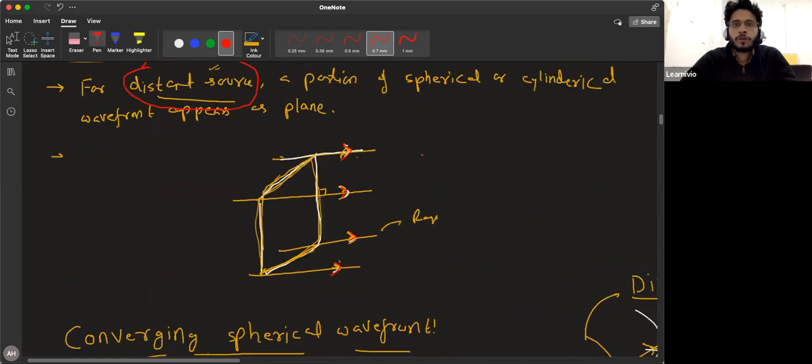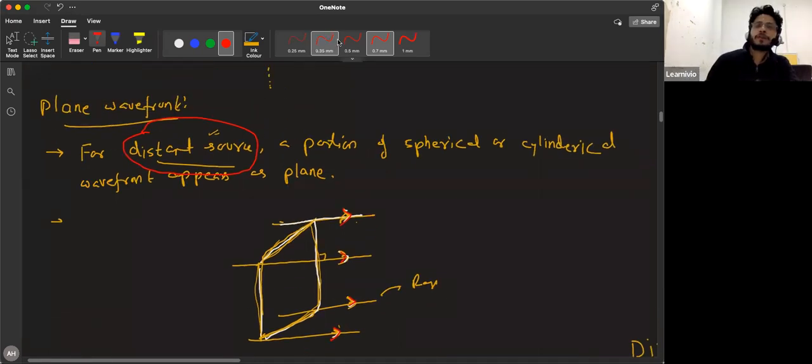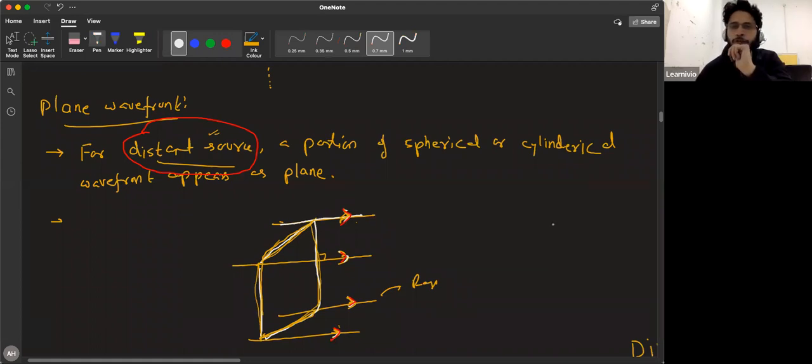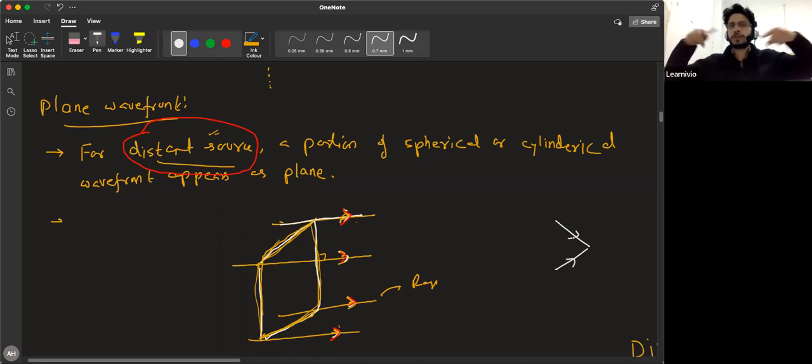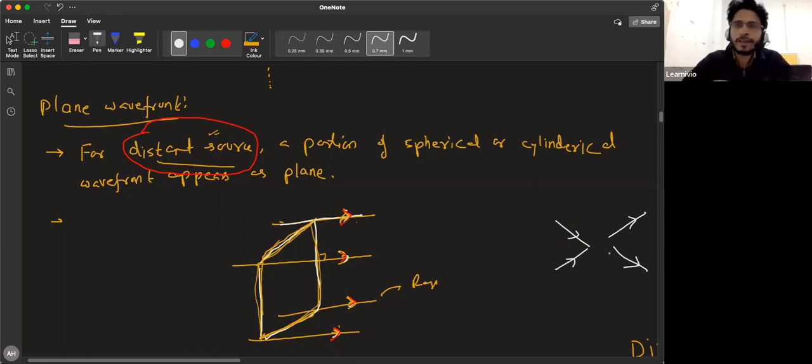Okay, after this plane wavefront, we have converging and diverging wavefronts. Before starting them, let's first discuss what converging rays are. What type of rays are these? Are these converging or diverging rays? Converging rays. Converging rays means they are meeting at a point. And what about these rays? Diverging. Just like converging rays and diverging rays, we have converging wavefront as well as diverging wavefront.